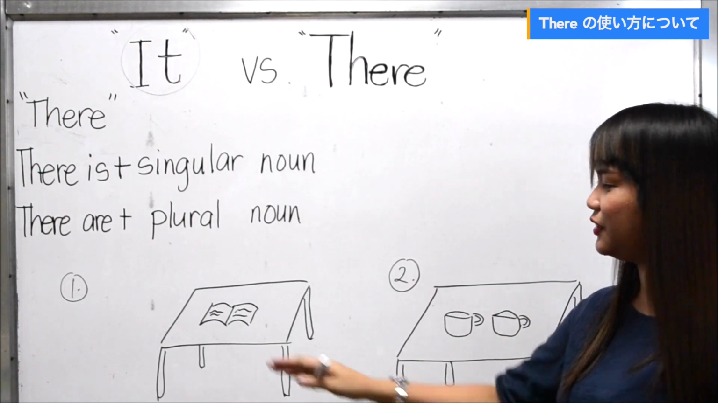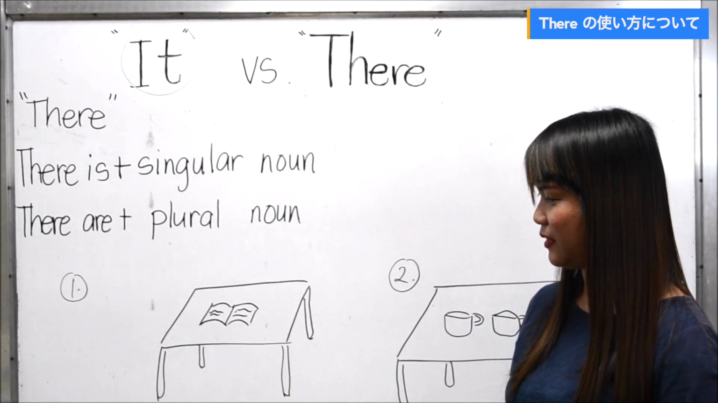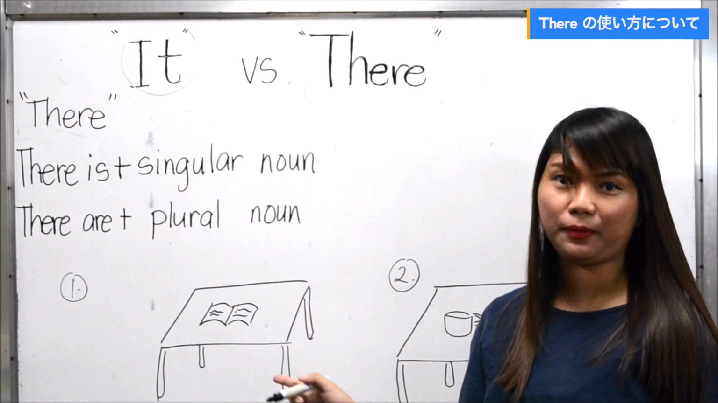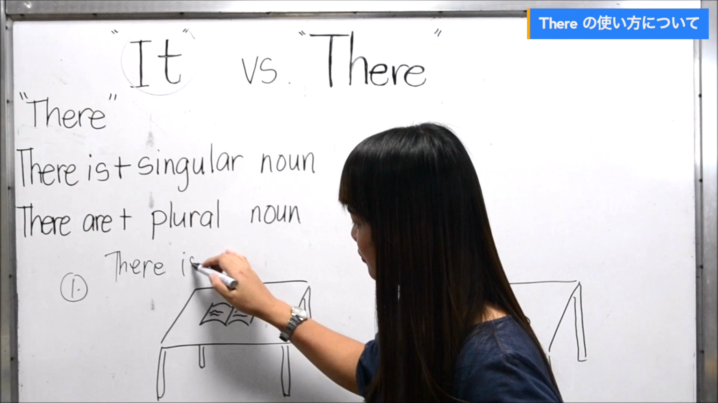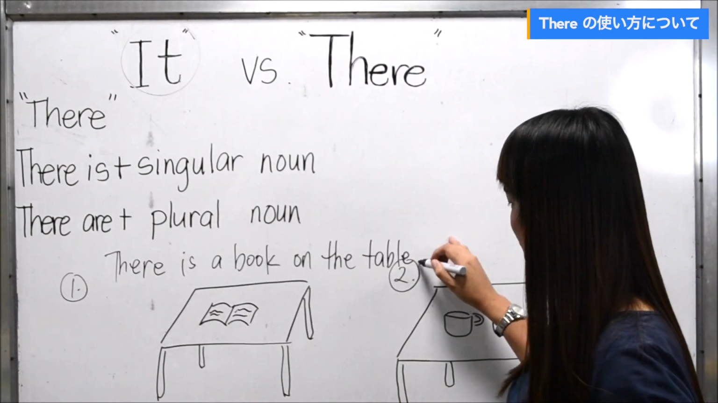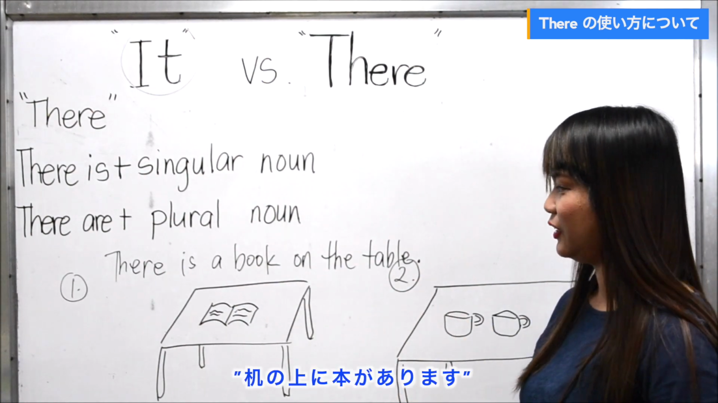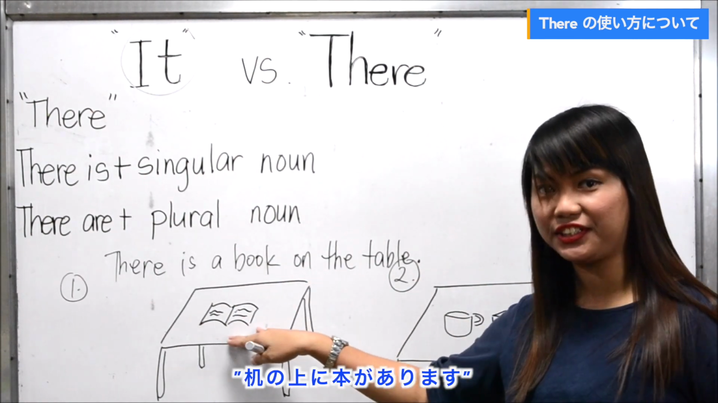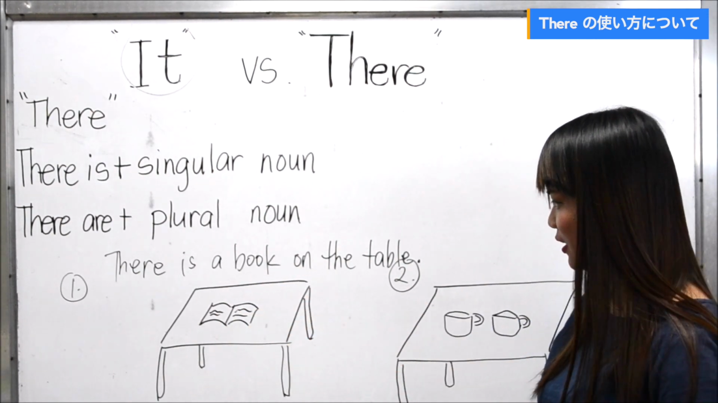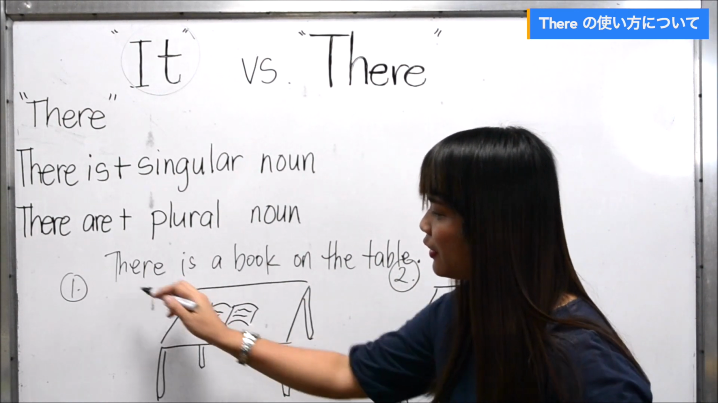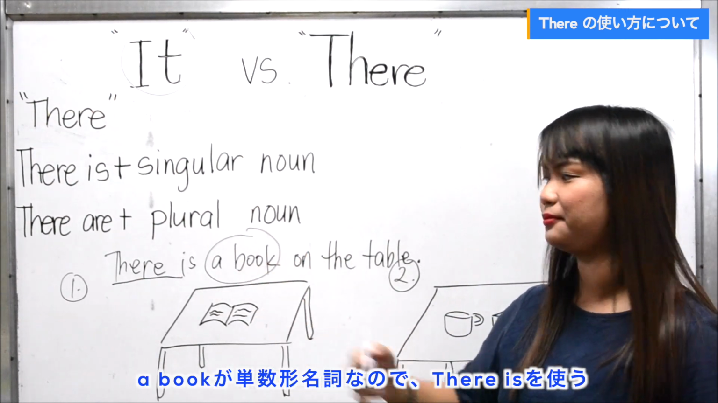Let's examine these two pictures. I have here picture 1. What can you see? You can see a table and a book. For example, there is a book on the table, which means to say the book exists because you can see that there is a book on the table. So we use "there is" because our noun is a singular noun.